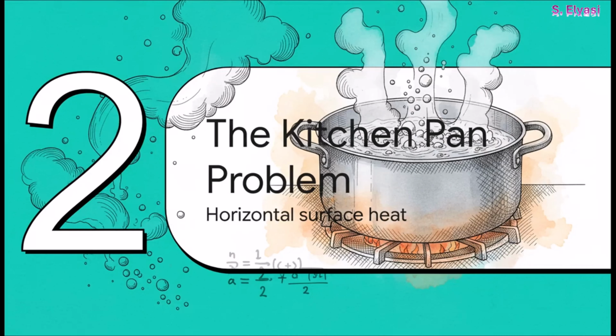So let's start with a scene we all know, a pot of water boiling on a stove. We'll say it's at sea level, so standard atmospheric pressure. In engineering terms, this is called pool boiling on a horizontal surface. It's the most basic case, but it's the perfect place to start. And lucky for us, there's a really neat, straightforward formula we can use.